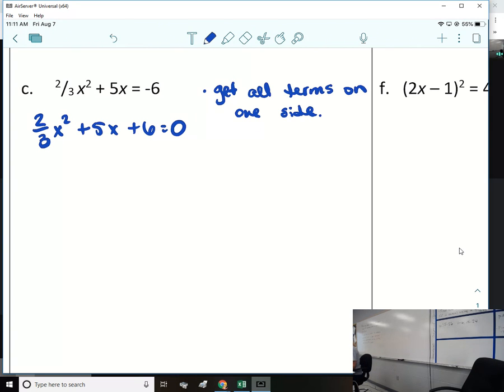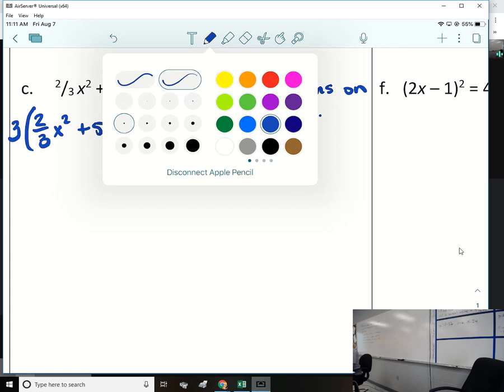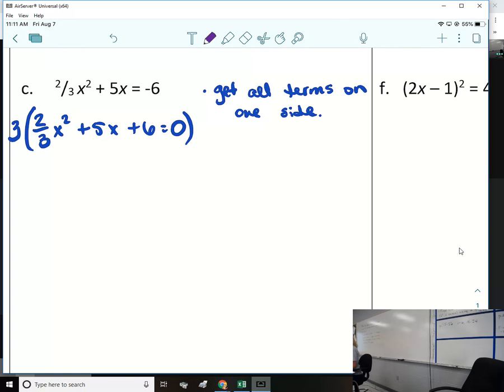Well, okay, so 3/2 would get rid of this fraction, but then it would make this one a fraction, because you'd get 15/2. So you don't have to multiply by a fraction. You can just multiply by a number that would get rid of the denominator. 3. So let's just multiply by 3. What do you get when you multiply 2/3 by 3? 2. Nice job.